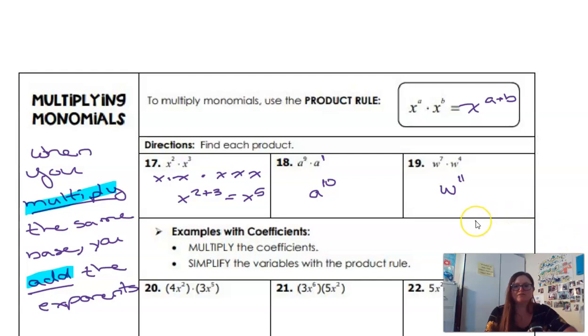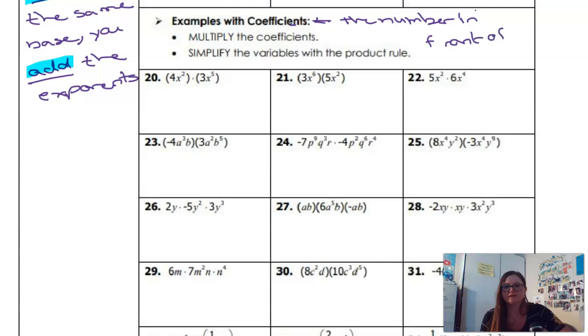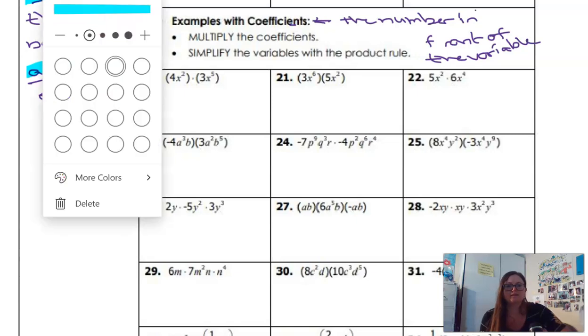Now, what we have to do next is figure out what to do if we now have letters and numbers. Remember, when you have a number in front of a variable, that's called a coefficient. That's the number in front of the variable. It might have been a while since some of you have done math, so I'll just review that vocabulary for you really quick.